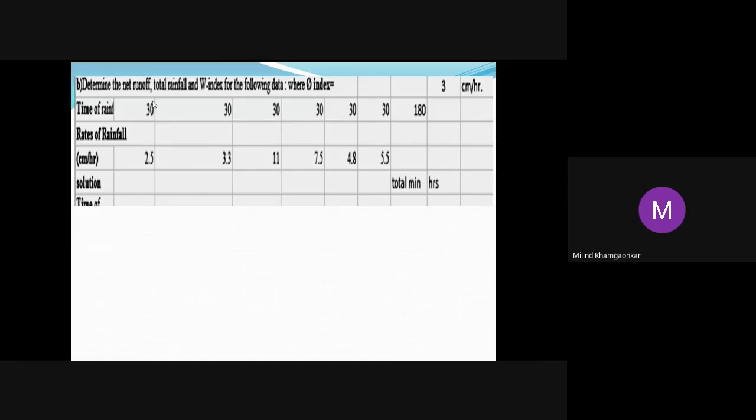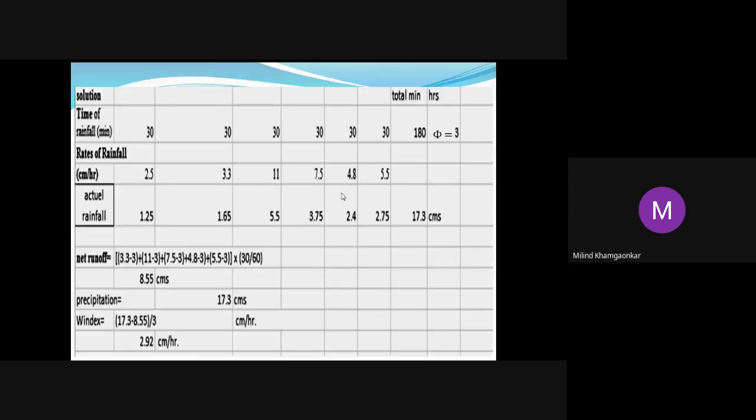For every duration of 30 minutes, the rainfall intensity is given, which is 2.5, 3.3, 11, 7.5, 4.8, 5.5, all in centimeters per hour. The unit is given here. The phi index is given, which is equal to 3 centimeters per hour. And you have been asked to find out the net runoff, the total rainfall, and the W index for the following data.